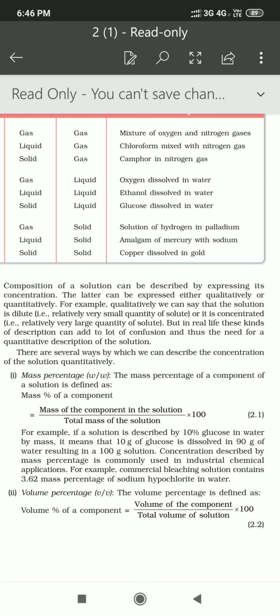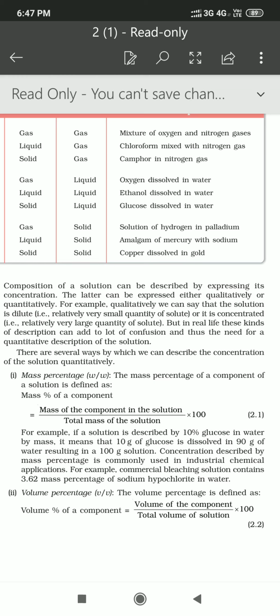For example, if you have 10 grams of glucose present in, suppose, 100 grams of the solution, then the mass percentage of the component will be 10%, because 10 grams upon 100 grams into 100 will be the mass percentage of the particular component in the solution.